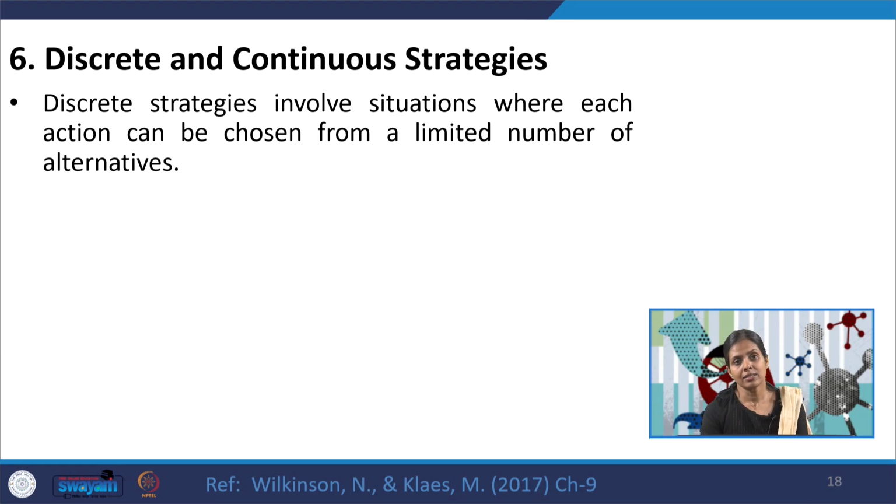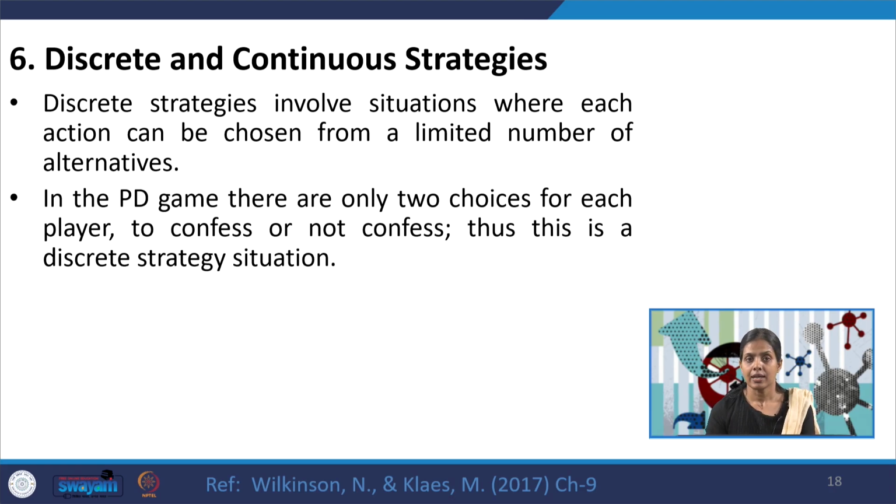The next one is discrete and continuous strategies. Discrete strategies involve situations where each action can be chosen from a limited number of alternatives. In the prisoner's dilemma game, there were only two choices for each player, to confess or not confess, or we can say cooperate or defect. Thus, this is a discrete strategy situation. Again, most of the games that we have discussed so far are all discrete strategy situations.